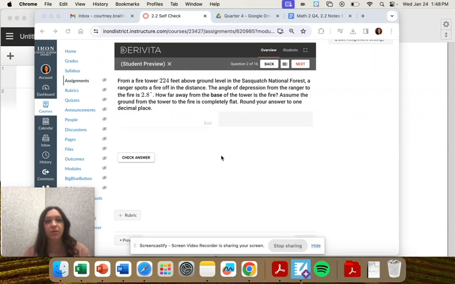Question 2, from a fire tower 224 feet above ground level in the Sasquatch National Forest, a ranger spots a fire off in the distance. The angle of depression from the ranger to the fire is 2.8 degrees. How far from the base of the tower is the fire? Assume the ground is flat.